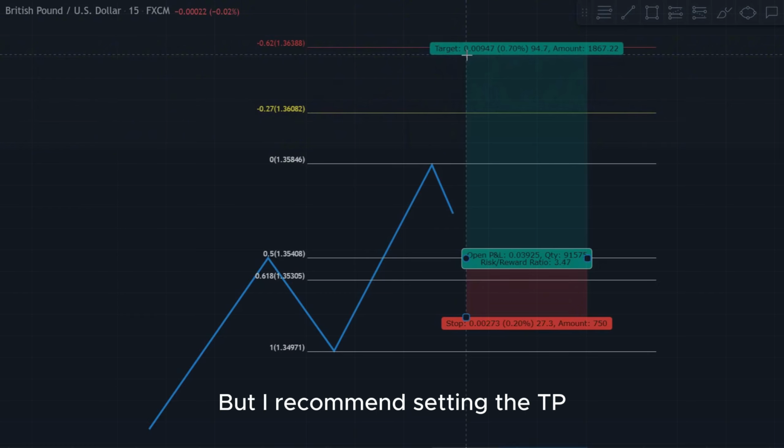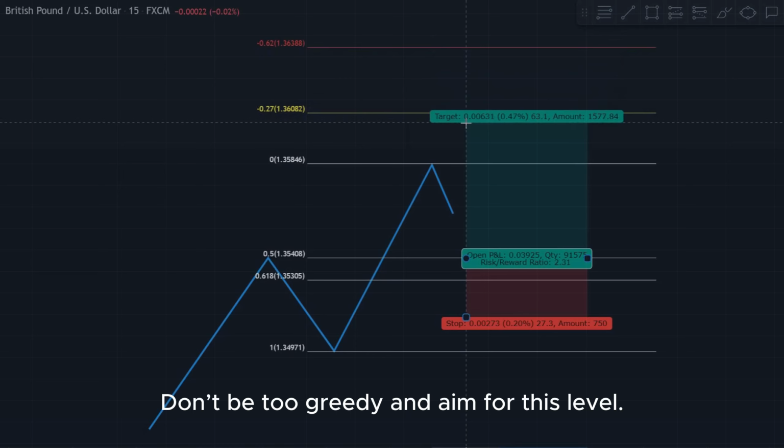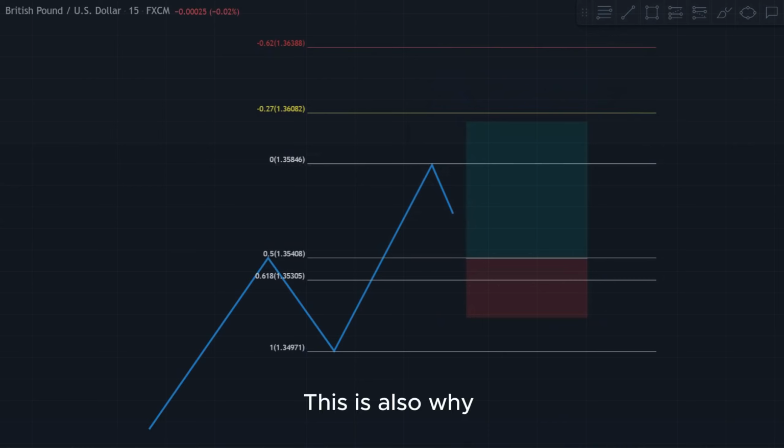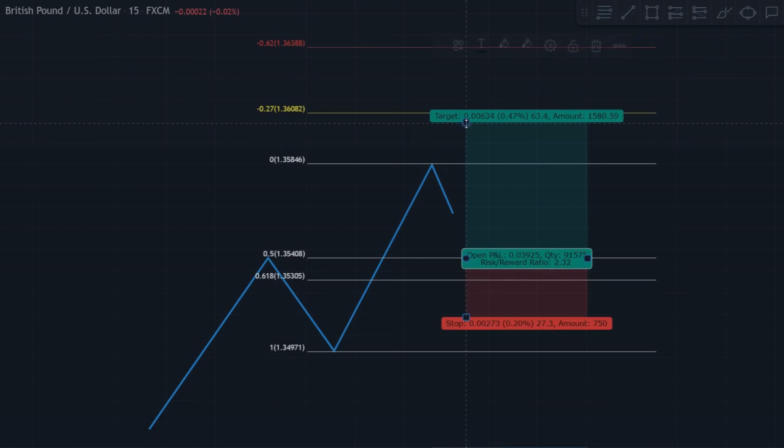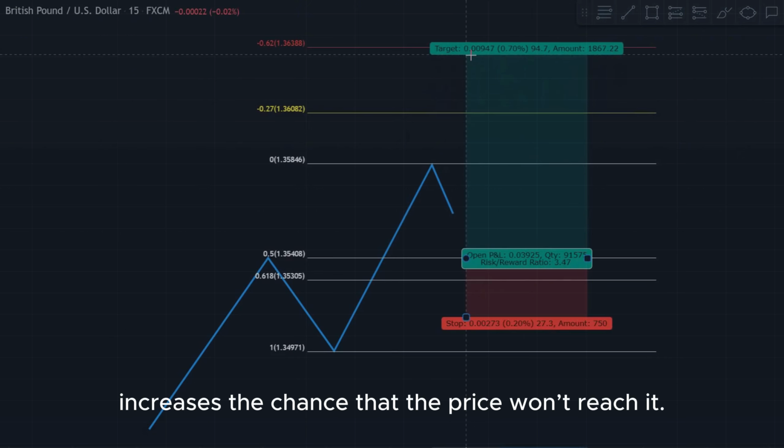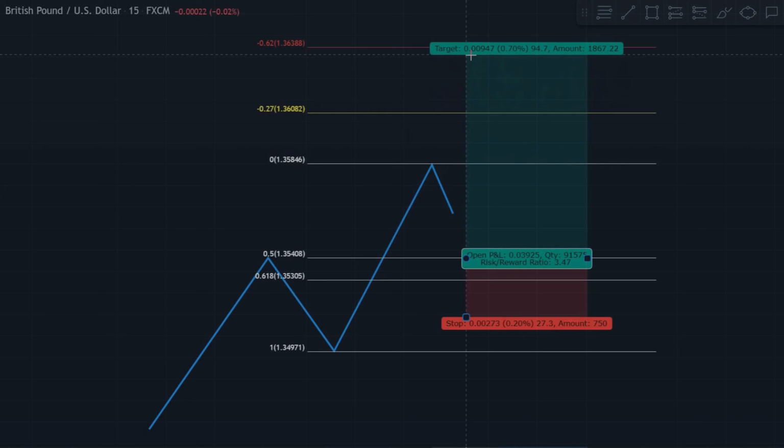But I recommend setting the TP at the yellow level only. Don't be too greedy and aim for this level. This is also why I color the minus 0.27 level yellow and the minus 0.62 level red. Red indicates a higher risk level. Setting the TP too high increases the chance that the price won't reach it. Be less greedy and set the TP here.